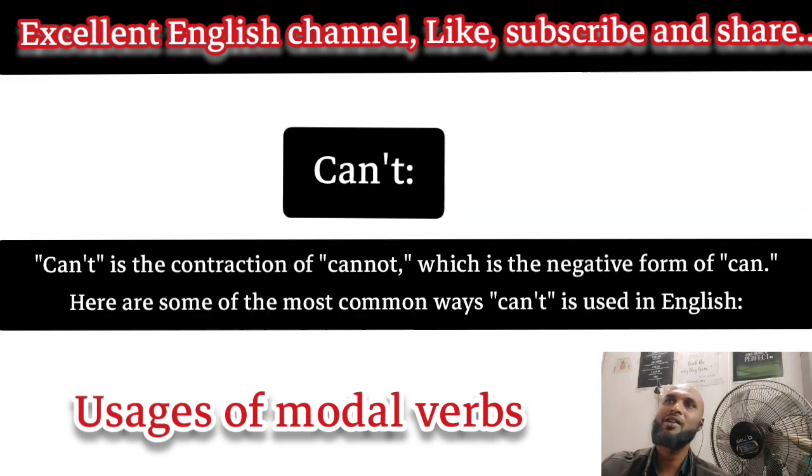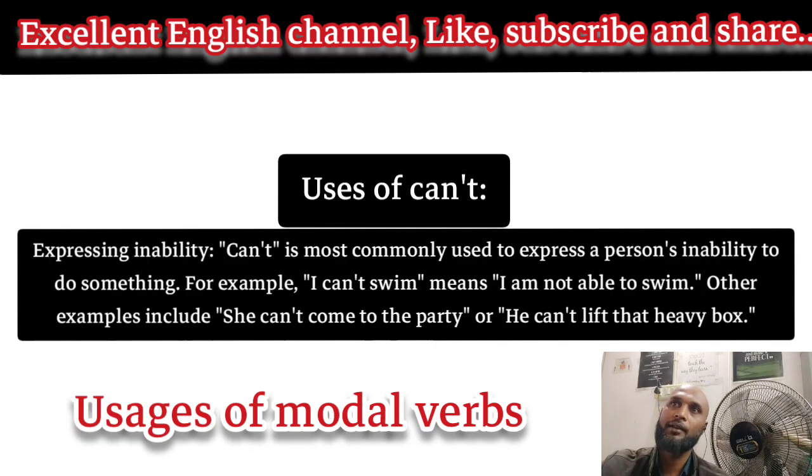Can't is a contraction of cannot, which is the negative form of can. Here are some of the most common ways can't is used in English. Expressing inability. Like I said earlier, can't is most commonly used to express a person's inability to do something. For example, I can't swim means I am not able to swim. Other examples include she can't come to the party or he can't lift that heavy box.